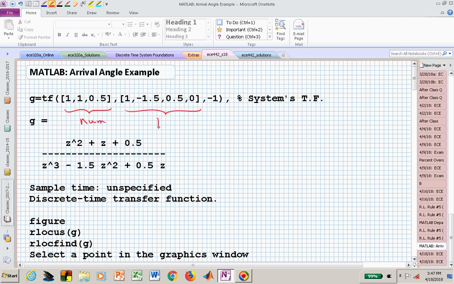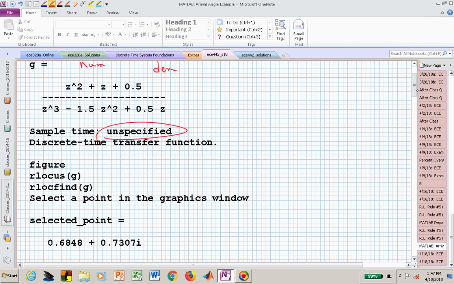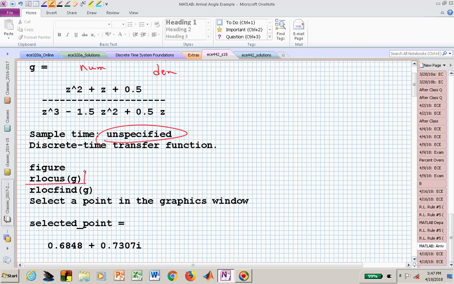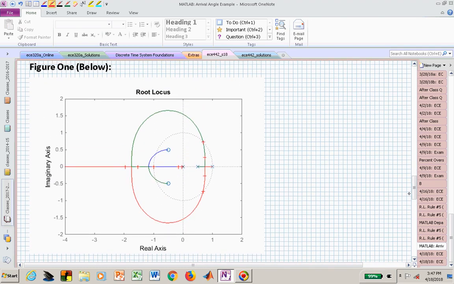Here's our denominator polynomial written as a vector. Our sample period is unspecified, and that's what MATLAB is telling us. And here is our transfer function. We could have looked at the zeros and the poles of that to verify that, but I'm going to go ahead and just compute the root locus. That's in my first figure here. So if I scroll down to the first figure, and voila, there is our root locus.